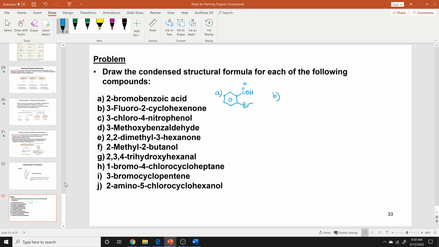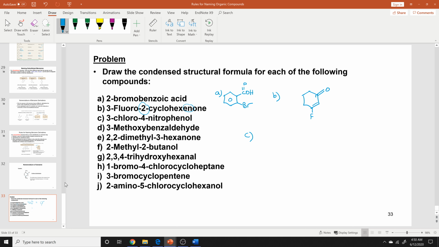For B, I have 3-fluoro-2-cyclohexenone. So we're going to start by drawing the hexenone first. I do have my double bond, my carbonyl over there. They didn't tell me where the carbonyl is. When it's a cycle, the carbonyl is always on 1. But I know that the double bond is on the second carbon. So that is going to be the second carbon, and this is my double bond. And then on carbon 3, this is going to be a fluorine.